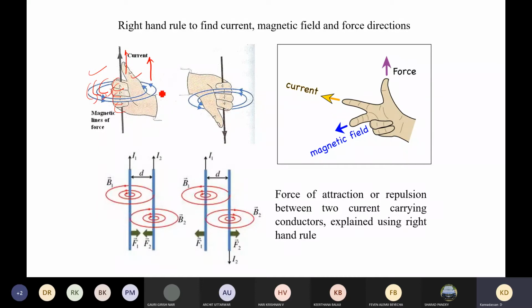By the way, if you take the cross section, then this particular point can be represented like this, while the other point can be represented by a point with a circle. That is the only difference between the current going in the up and down directions. That is how to do it.